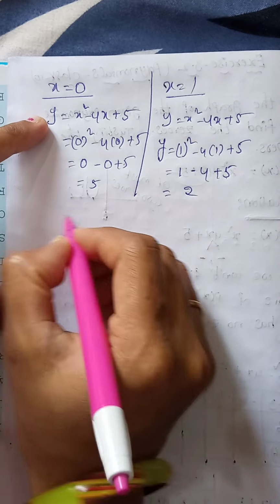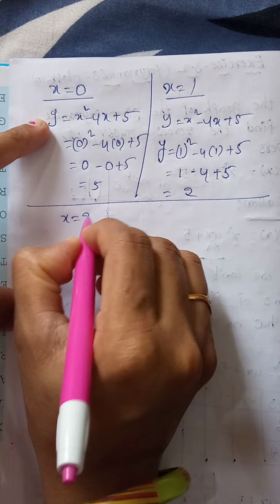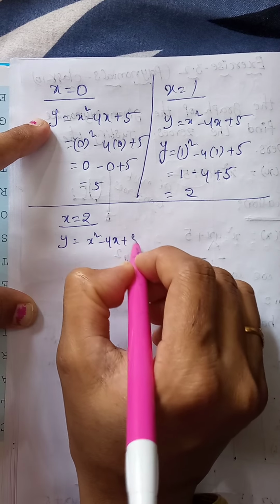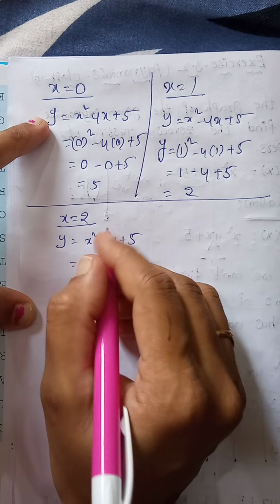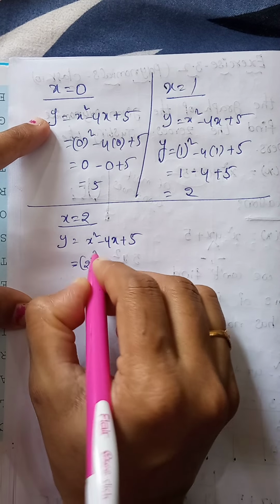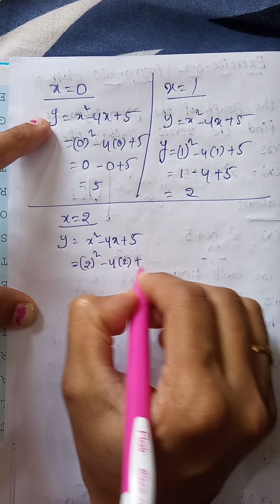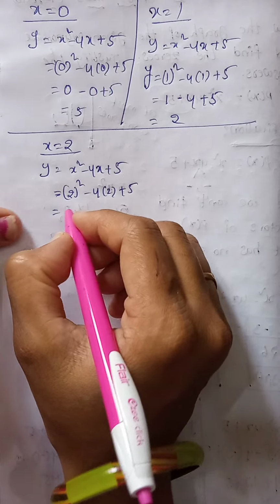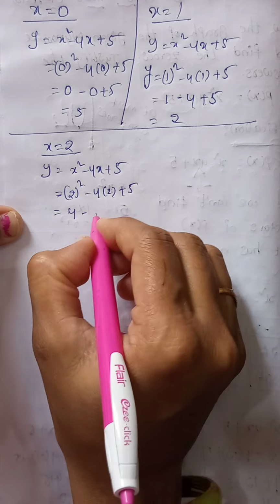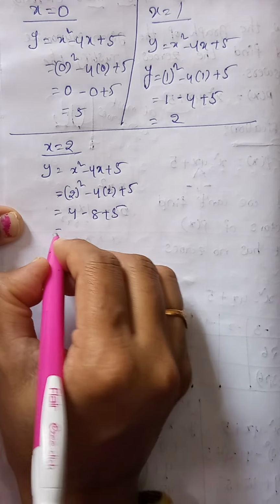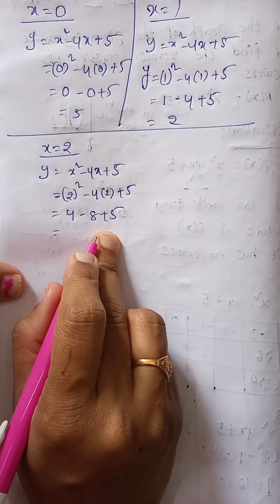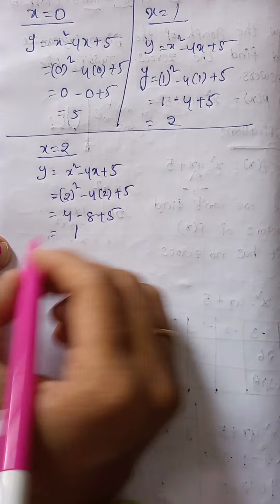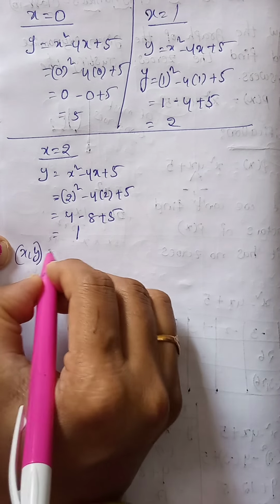Next, now substitute x equal to 2. y equal to x square minus 4x plus 5. Substitute x equal to 2: 2 whole square minus 4 into 2 plus 5. 2 whole square is 2 into 2, 4. 4 minus 4 twos are 8, plus 5. 4 plus 5 is 9, 9 minus 8 is 1. So now list out all the values of x and y here.